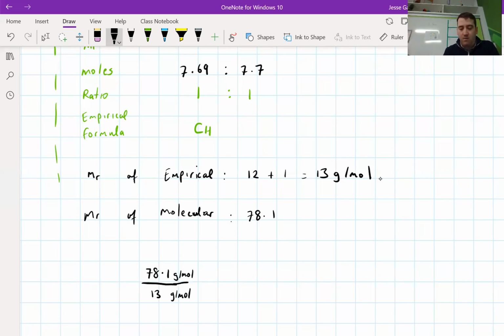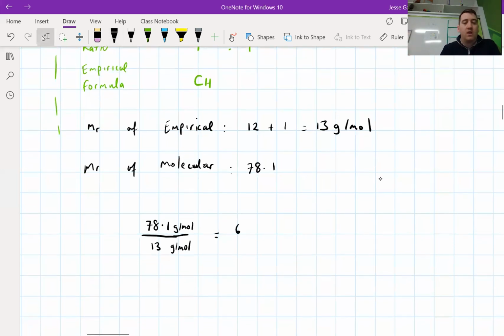So I'll do this sum now. Right, I'm getting a number here equal to 6.007. We're just going to round that to 6. There are 6 empirical formulas in the molecular formula. So what you're going to do now is write down for me what the molecular formula will be now that we know how many empirical formulas are in the molecular formula. Pause the video, write it down now.